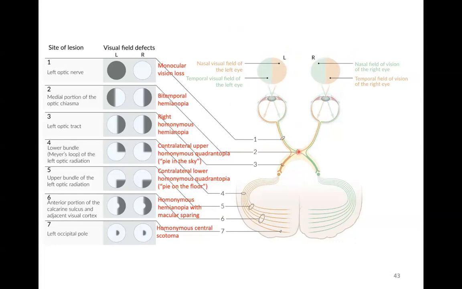The vision is not transmitted, and so you get something called bitemporal hemianopia. It's also sometimes called hemianopsia, but more commonly they call it hemianopia now. And this is how you would see it. You would see closing off of the vision on both sides when you try to look laterally. So you would see like darkness in those areas. Why? Because the fibers that are decussating are blocked off.